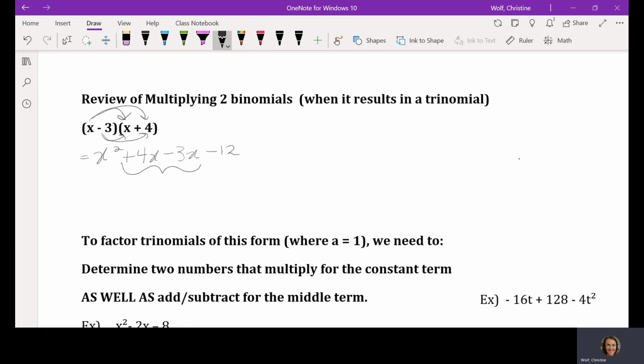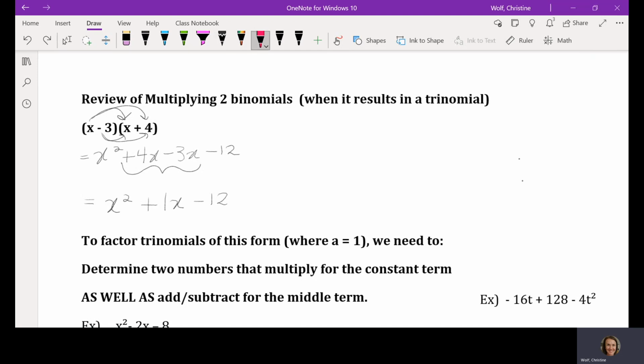You always have to try to simplify if you can, similar terms. So the x squared won't change, but in the middle, 4x minus 3x, or just 4 minus 3, is positive 1. x minus 12. Now you don't need to write that 1 there if you don't want. That's optional, okay? 1s are optional when they're in front of a letter. So that's multiplying 2 binomials together.